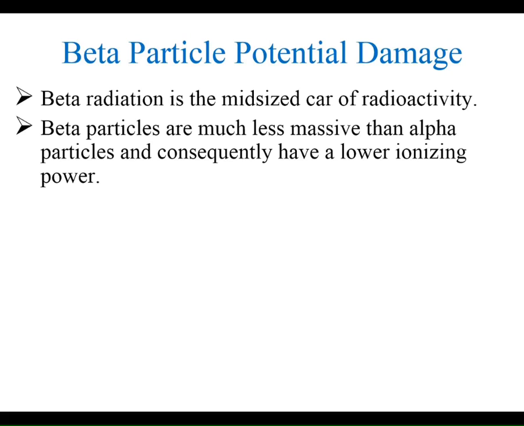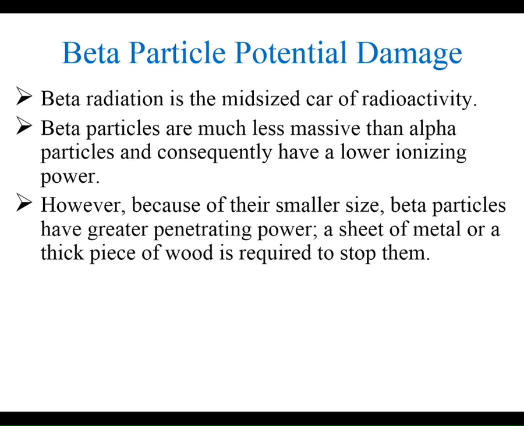But since it is smaller, it means it can more easily sneak through your clothes or sneak through a wall or things like that and reach you. So it actually has greater penetrating power. Now you need a thick piece of wood or a really dense piece of metal to stop it from reaching you. So not as damaging, not as ionizing, but it can penetrate easily through the air, through your clothing, and reach you at this point.